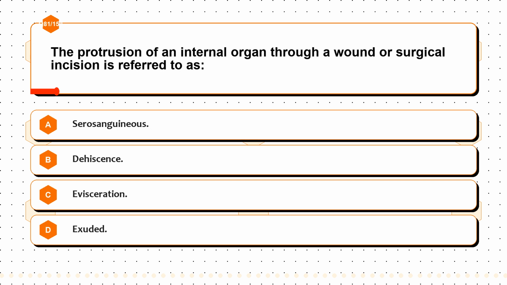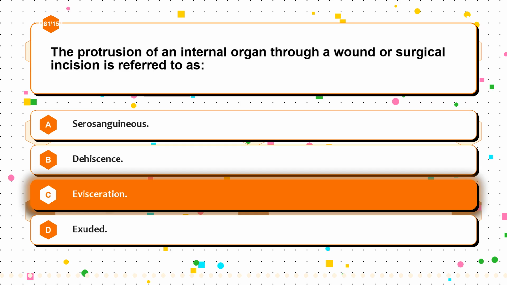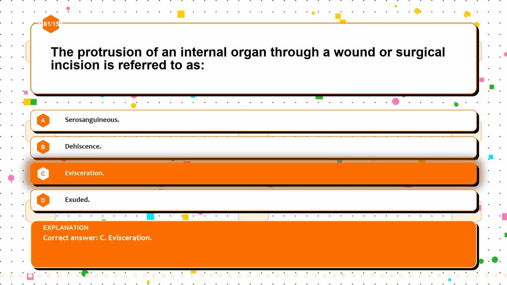Question 81. The protrusion of an internal organ through a wound or surgical incision is referred to as. Here are the options. Option A, serosanguineous. Option B, dehiscence. Option C, evisceration. Option D, exuded. The correct answer is option C, evisceration.